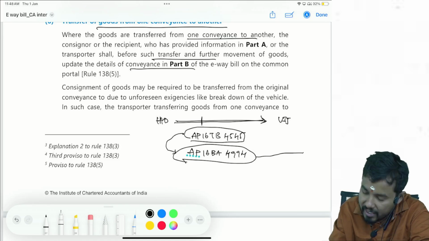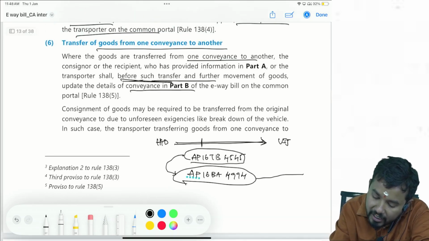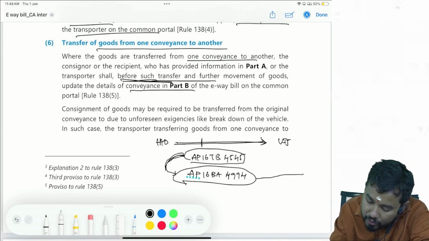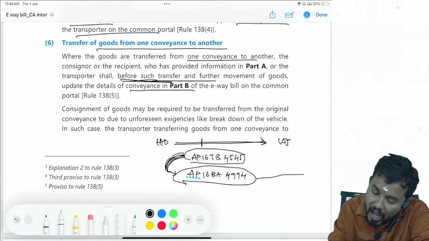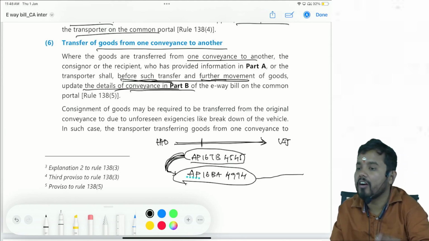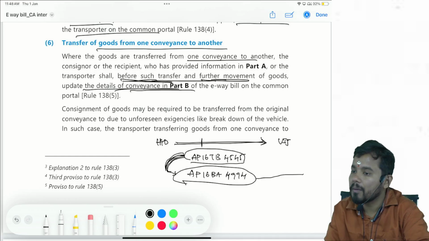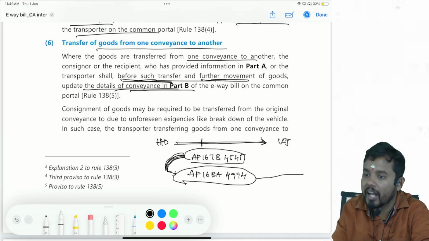Now what they are saying is, before such a transfer, before this transfer of goods from this truck to this truck and further movement, what I have to do, I have to update the details of conveyance in part B. In part B, I have to update the vehicle number, I have to change it.